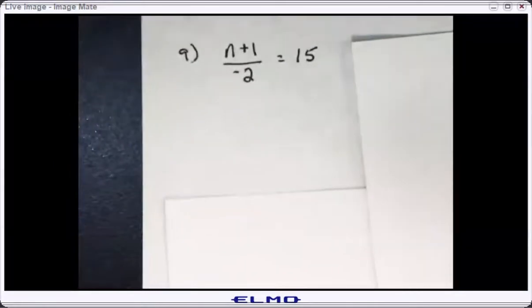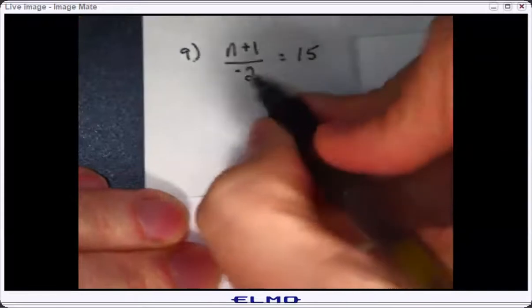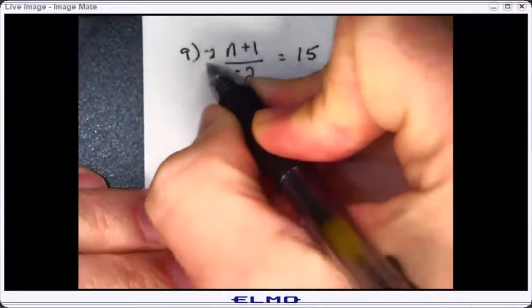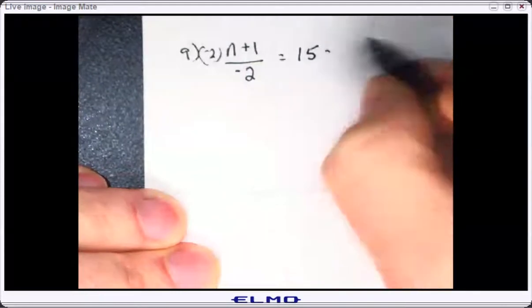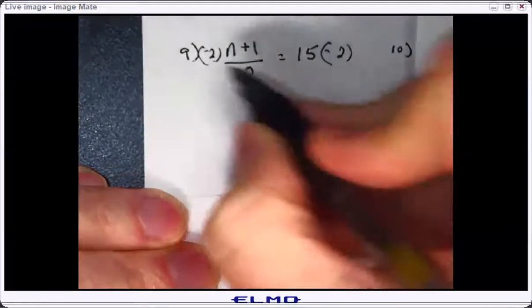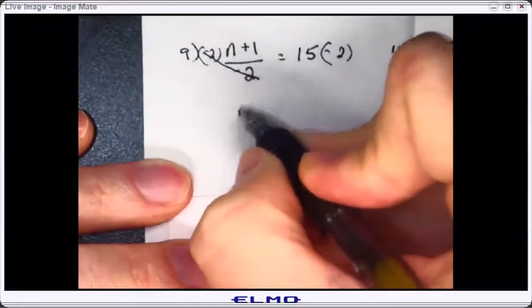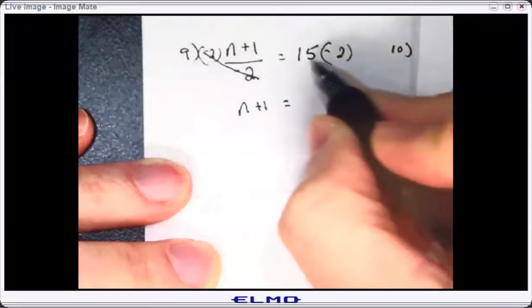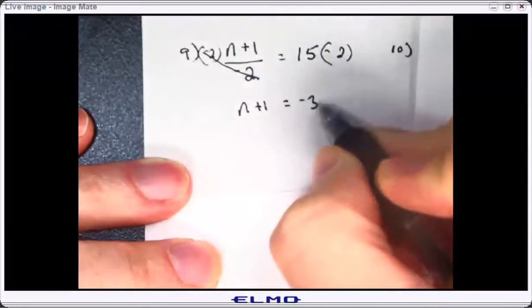So this one looks a little bit different. It's a two-step equation. I want to get rid of divided by -2. So I multiply both sides by -2. They cancel out here. That's why I did it. It leaves me with n plus 1. And 15 times -2 is -30.